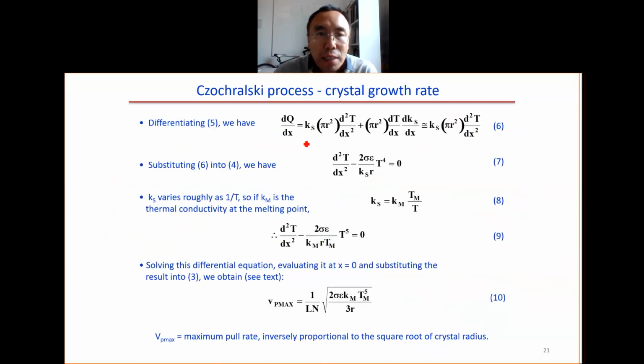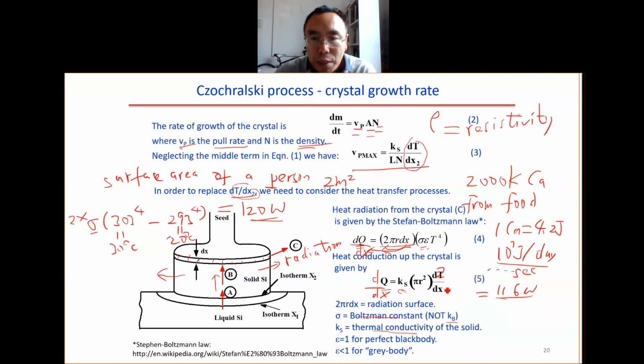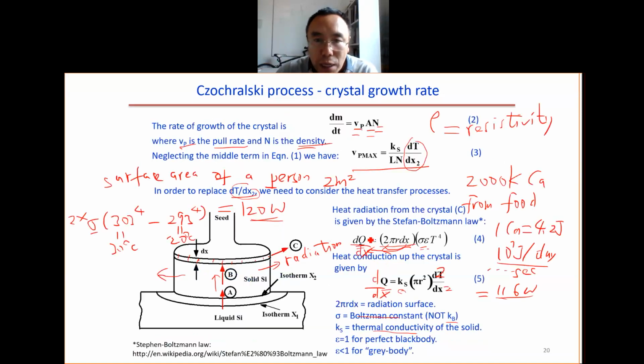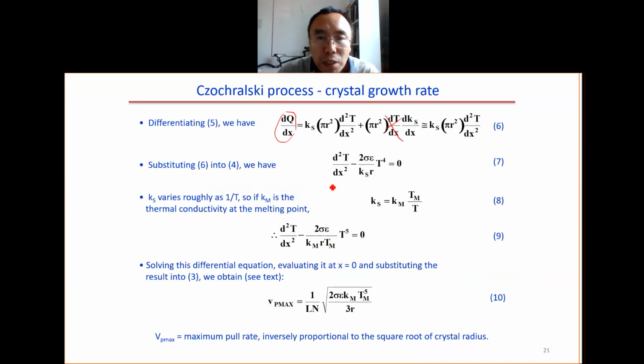So dq over dx equal to the first term is this part. This one become this one. So this is the first term. Then we have the second term, dk over dx. We can ignore the change of the thermal conductivity along the x, so we ignore this term. So this one, then this one become this one. So here we have the dq over dx. Here we also have dq over dx. Then they are together. We have this equation here.